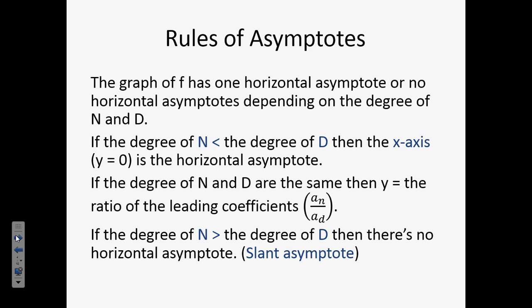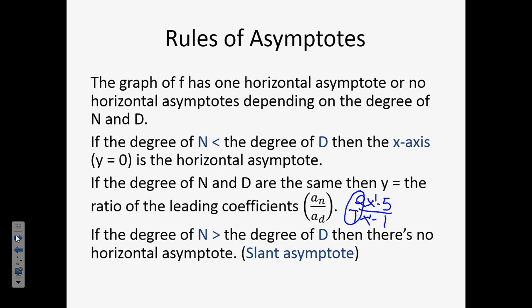If the degrees are the same as they were in that first example, then it's the ratio of the leading coefficients. So we had something like 2x minus 5 over x minus 1. Because the powers are the same, the leading coefficients are what we look at, and we take 2 over 1, and that ends up being the value of the horizontal asymptote, where y equals 2.